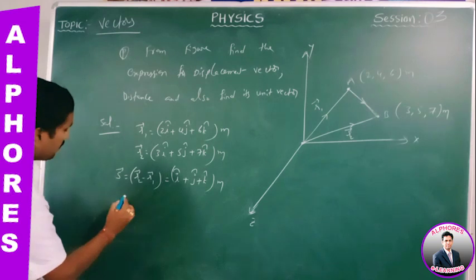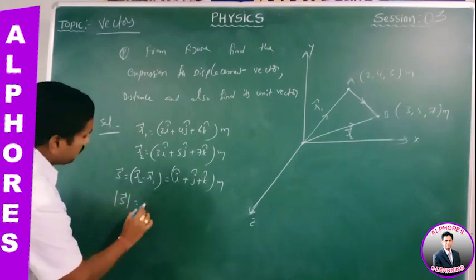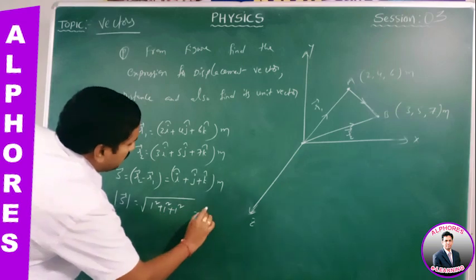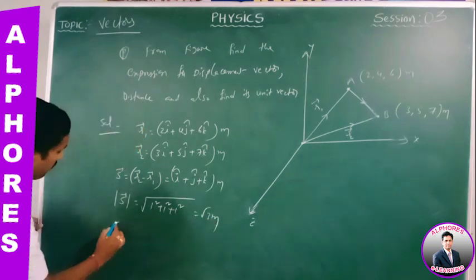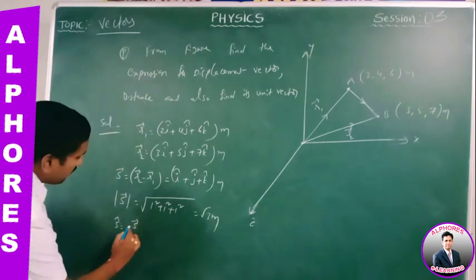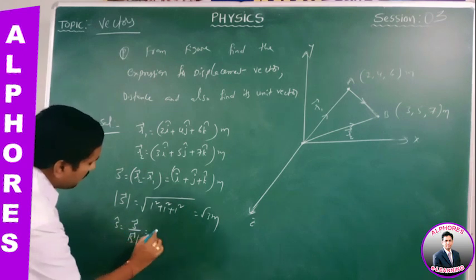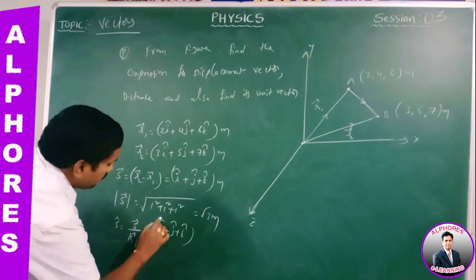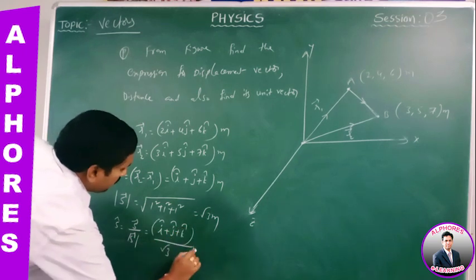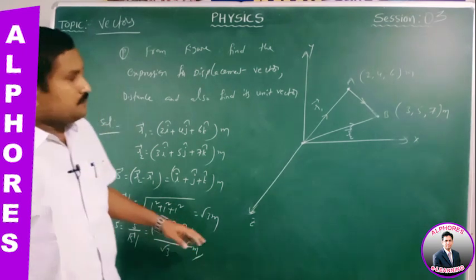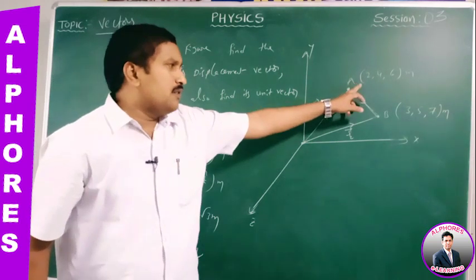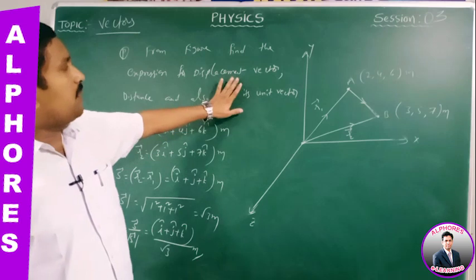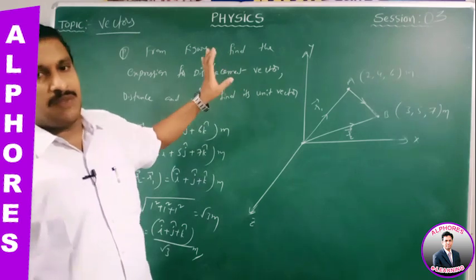That means what is the magnitude of displacement? Again root over 1 square plus 1 square plus 1 square, the same thing. Therefore S cap is equal to S bar by magnitude of S bar, that means i cap plus j cap plus k cap by root 3. So whatever coordinates you take, we have to solve in this method only. This is the concept of position vector and displacement vector.